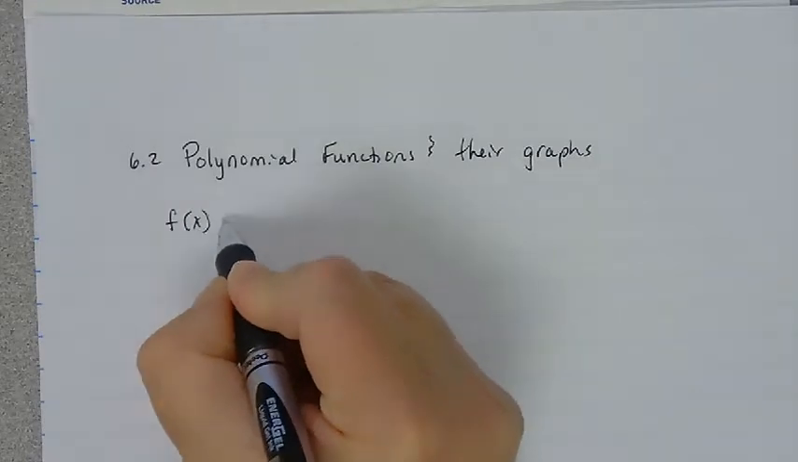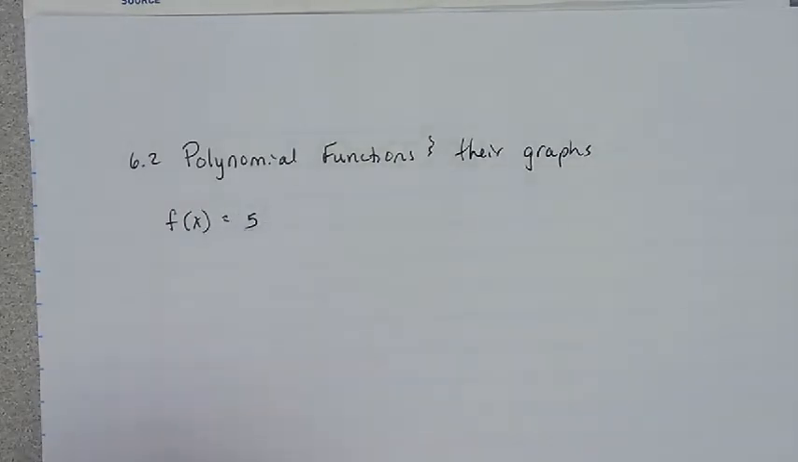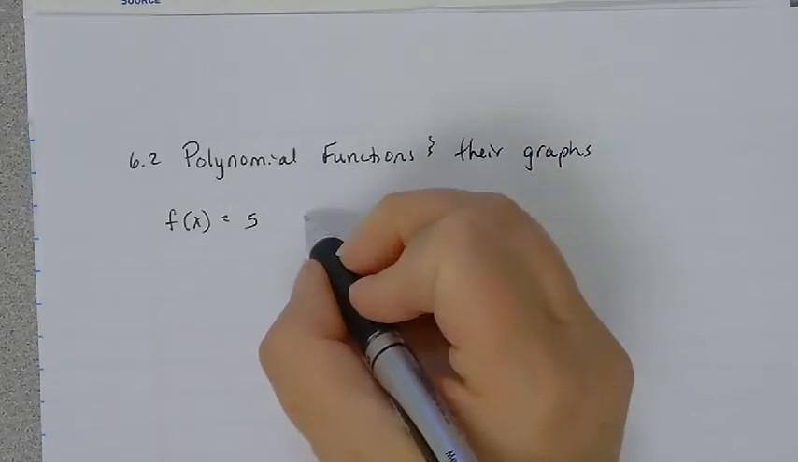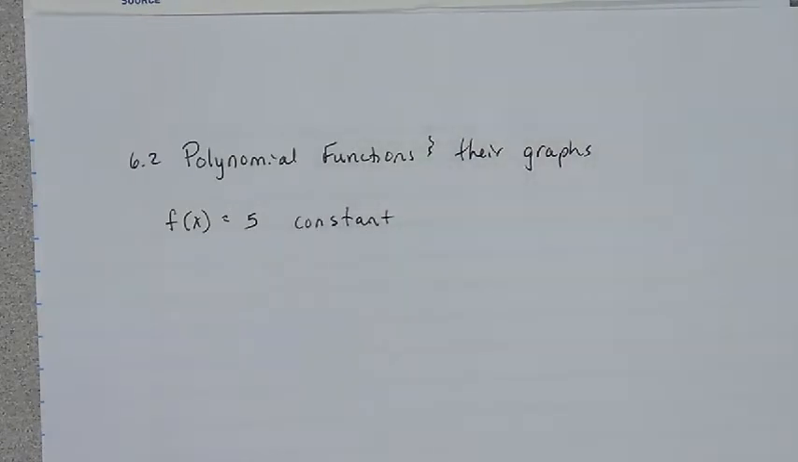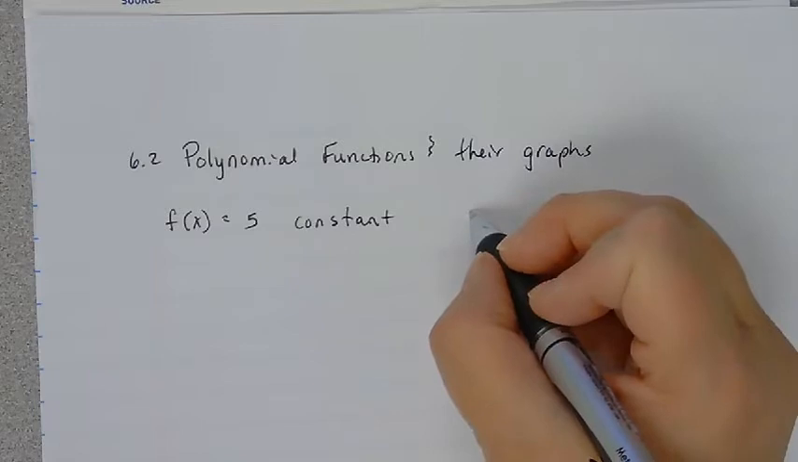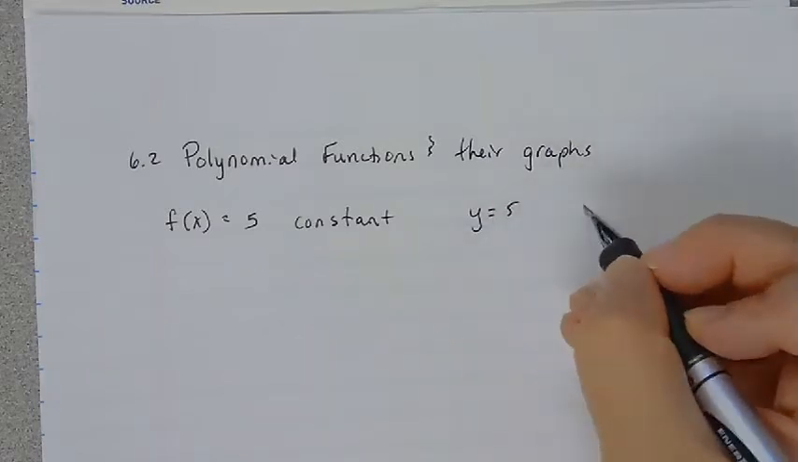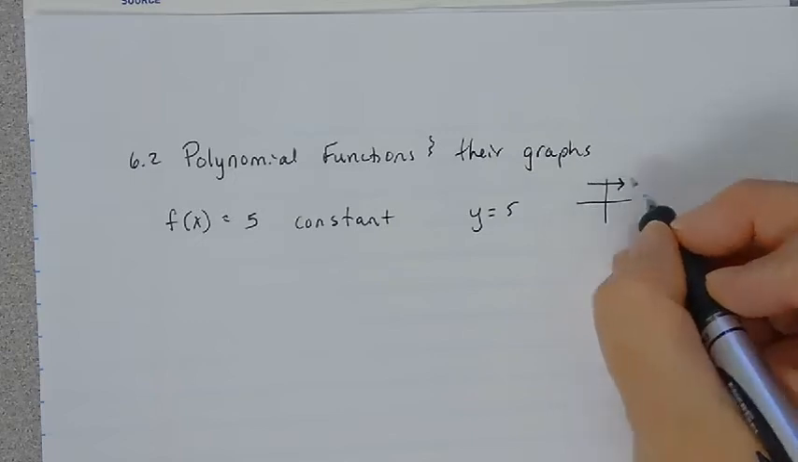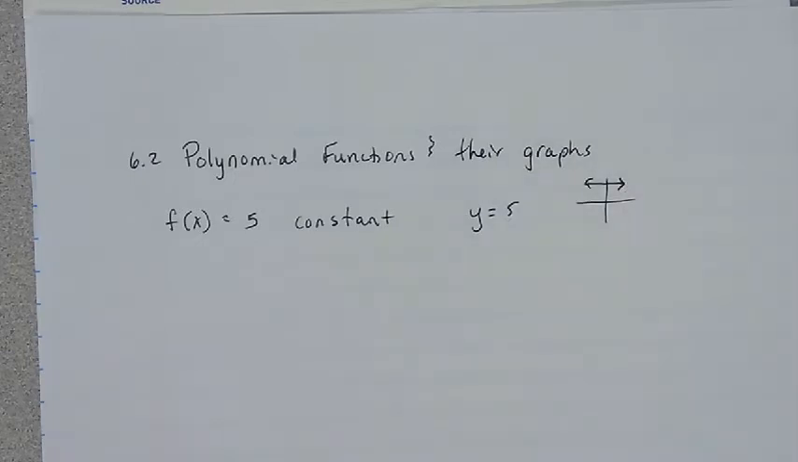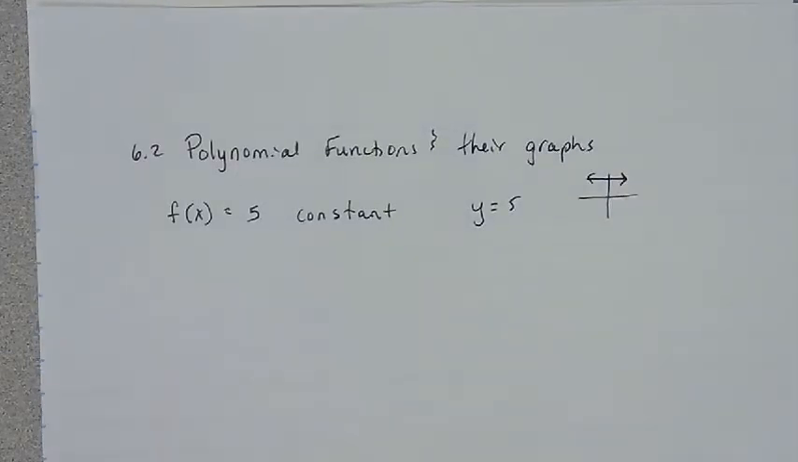This wasn't in Algebra 2, this was in Algebra 1. This type of function is called a constant function. Notice there's no variable on this one, it's just a constant term. And when you graph something like this, it would be the same thing as y equals 5. And so the graph would look like just a horizontal line going through y equals 5. So that was a constant function.